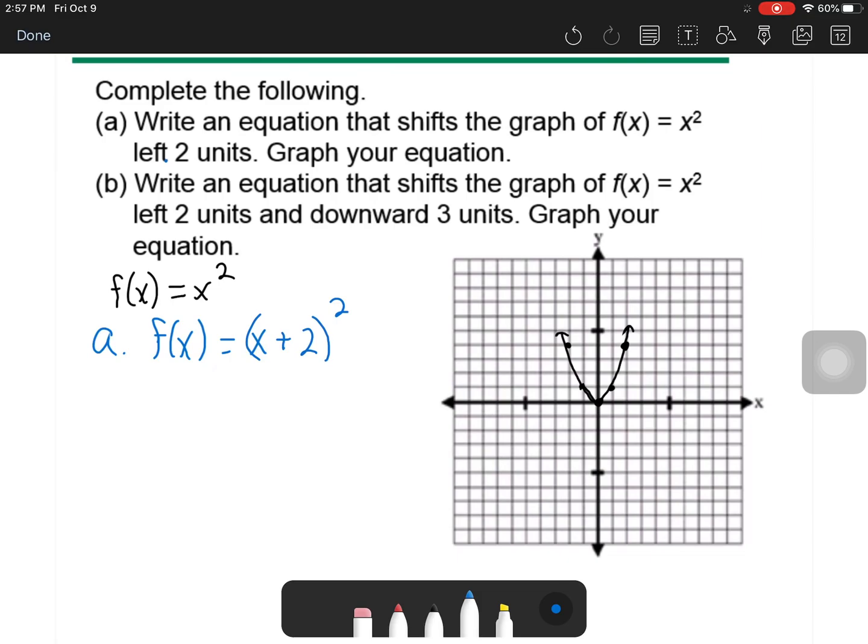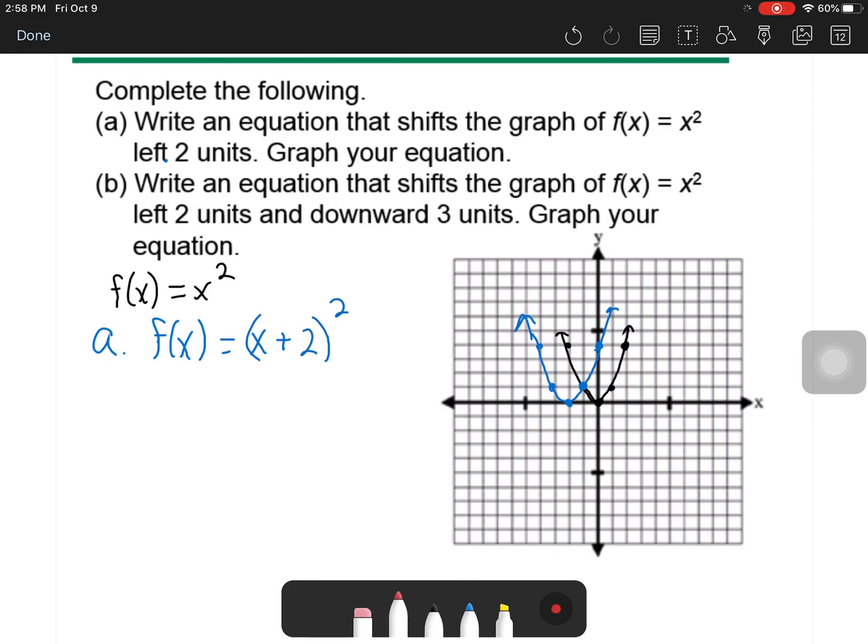So x gets replaced with x plus 2. And then if we graph that, we're going left 2 with each of these x coordinates. Left 2 on the vertex, left 2 for that one, and each of these. Okay, so then we get a parabola that looks kind of like that.